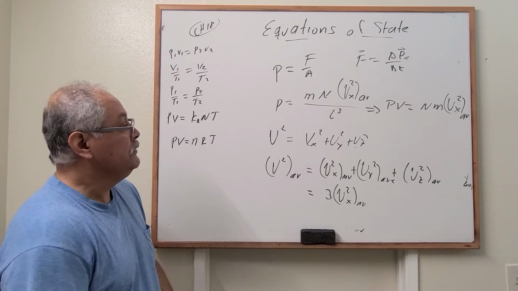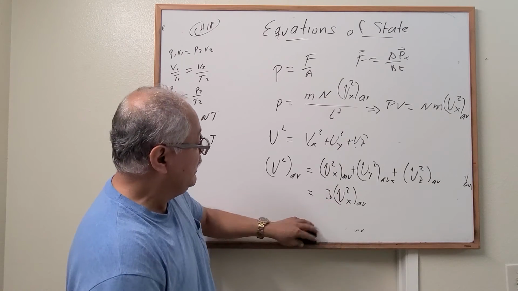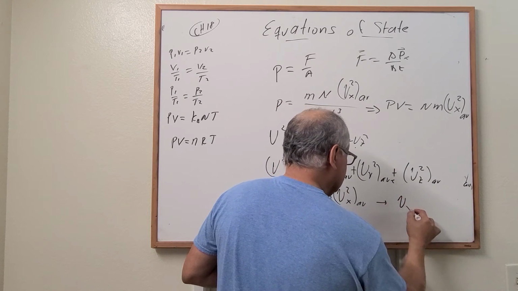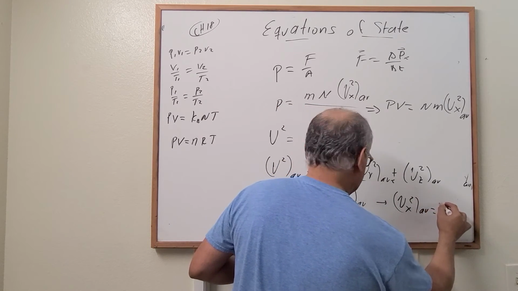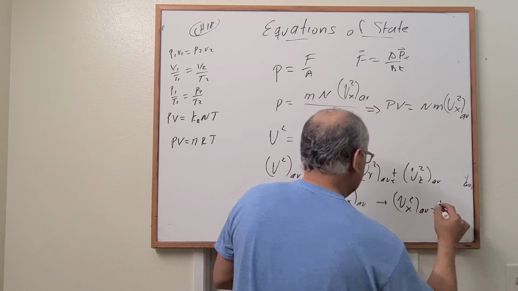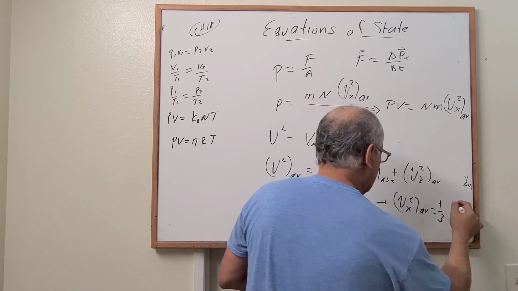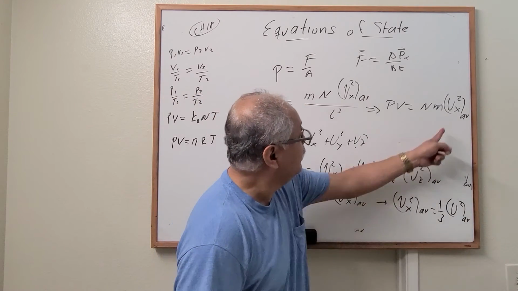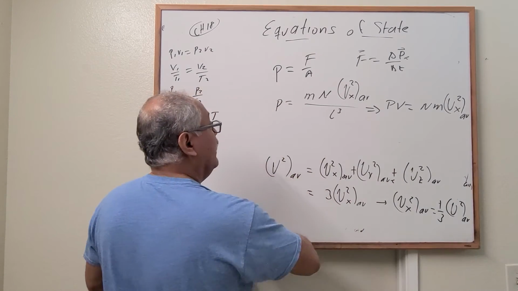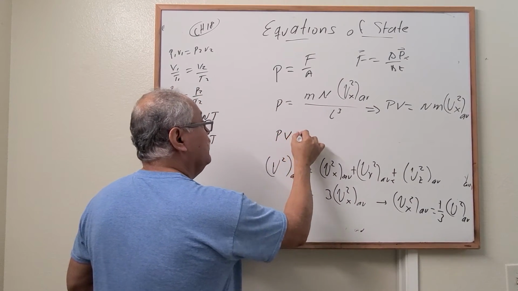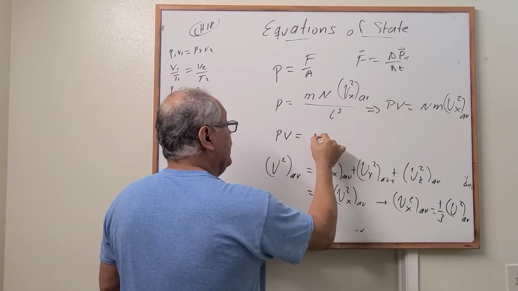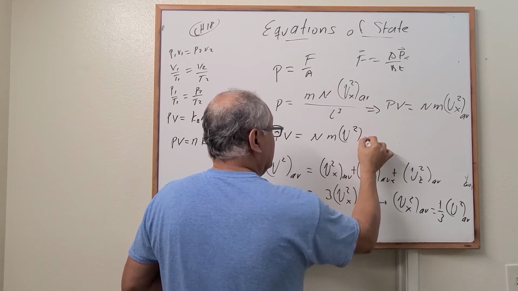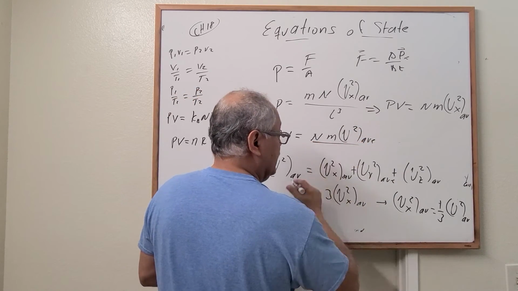Now from here, we can solve for this quantity which appears in this equation, and we can say that this average is equal to 1/3 of the average of the final velocity squared. When we substitute this value right here, what do we have? Well, we have that PV, pressure times volume, is equal to N m, the average of v squared, divided by 3.